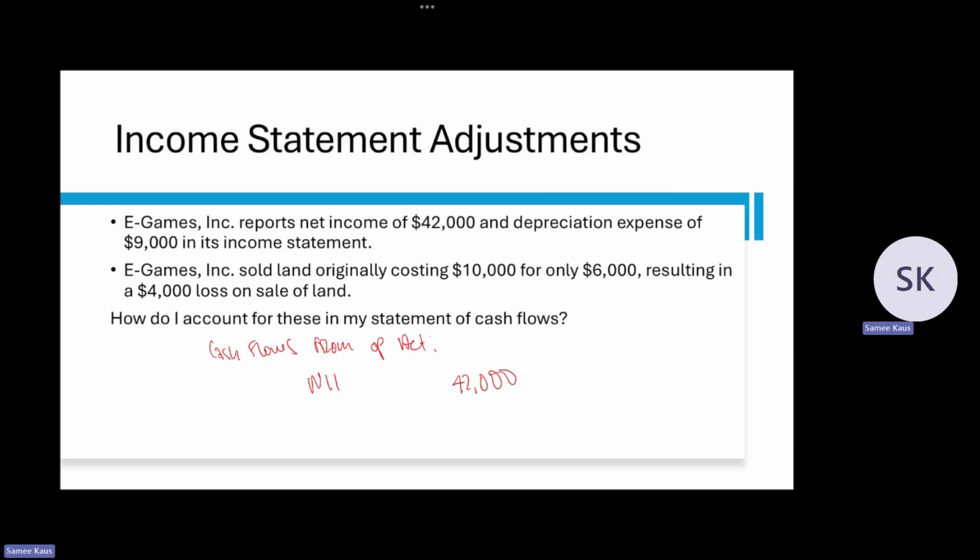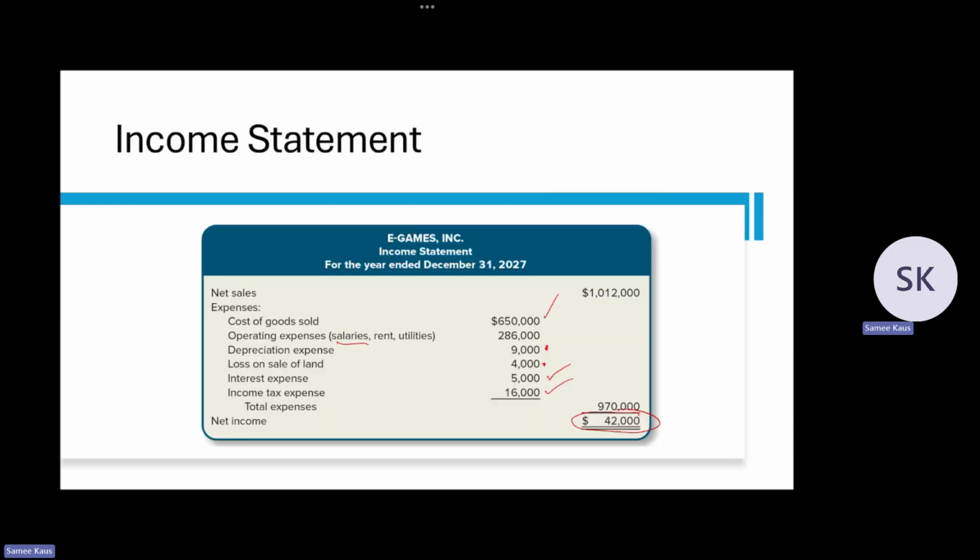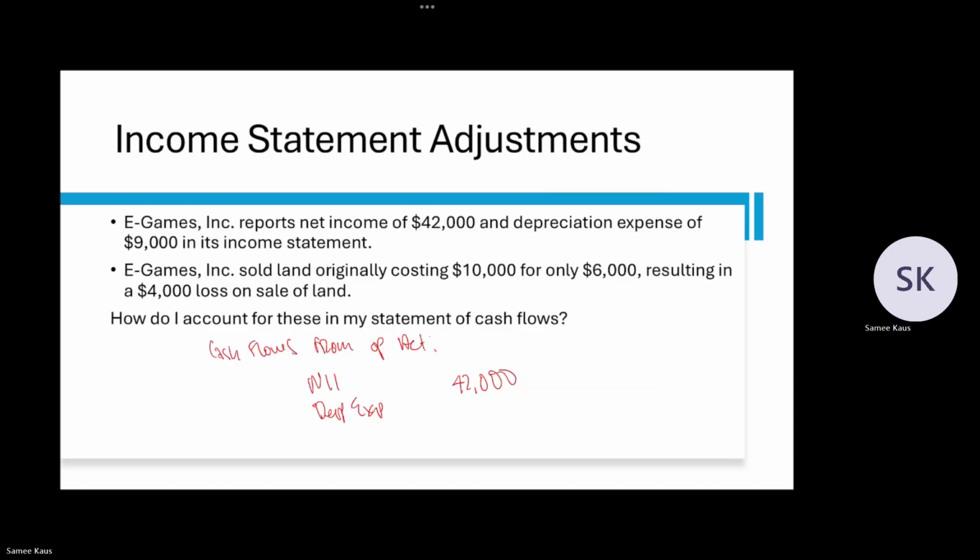Now go to your chart, or wonder, right, how do I adjust for my depreciation expense? It tells me that I have depreciation expense of $9,000. I see that right here. What is this depreciation expense doing? It is lowering my net income. Did I pay cash for it? No. So when I'm looking at how to adjust my net income, I have to add that back because it reduced my accrual-based net income, but I don't have a cash flow with it. It doesn't reduce my cash-based accounting, okay?